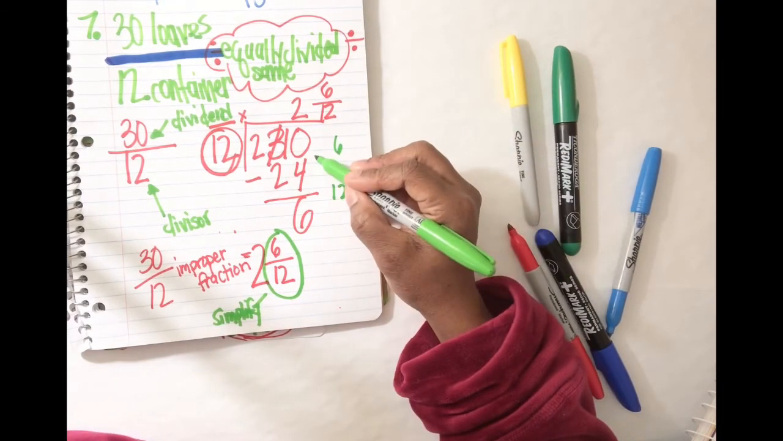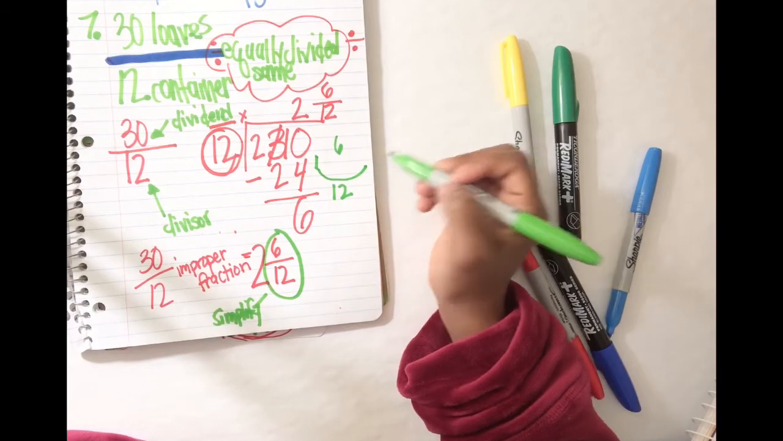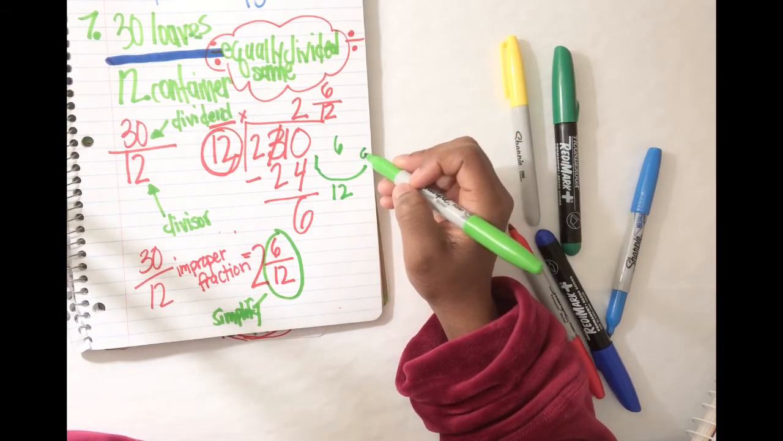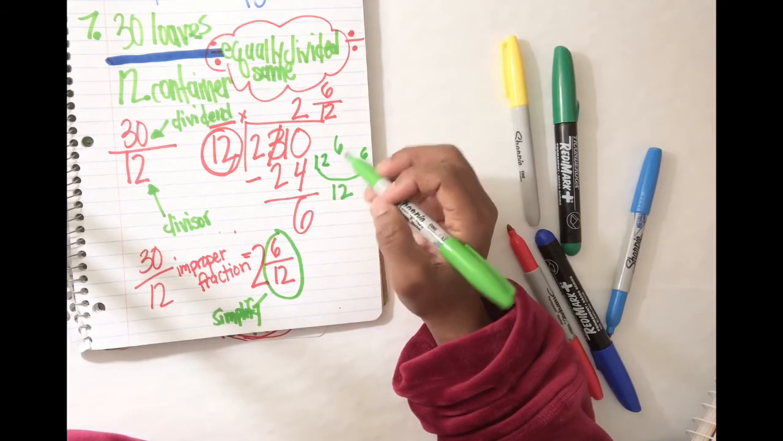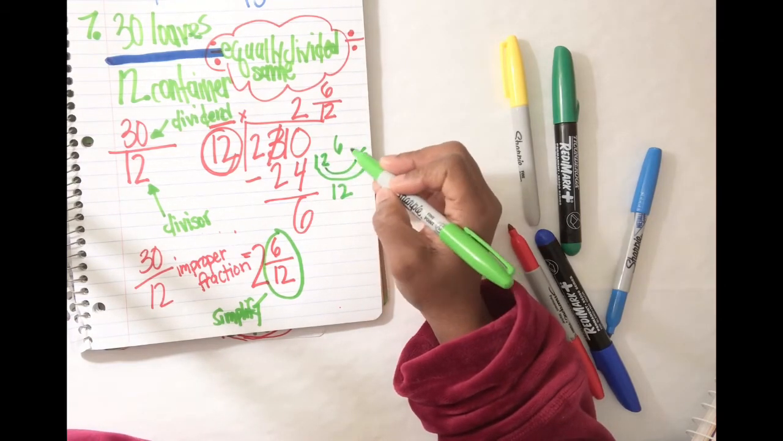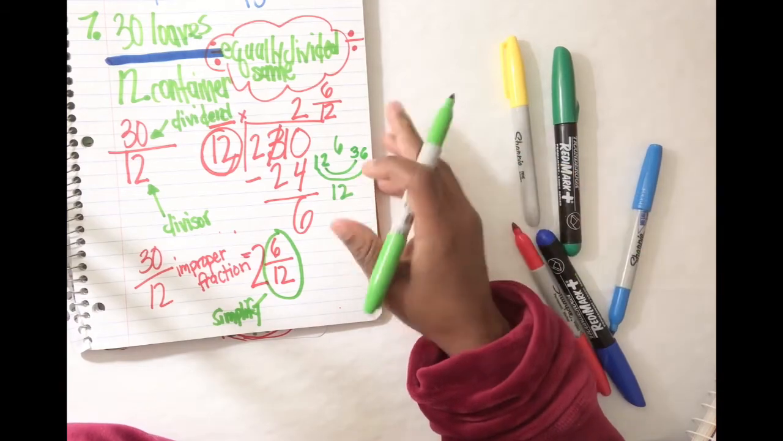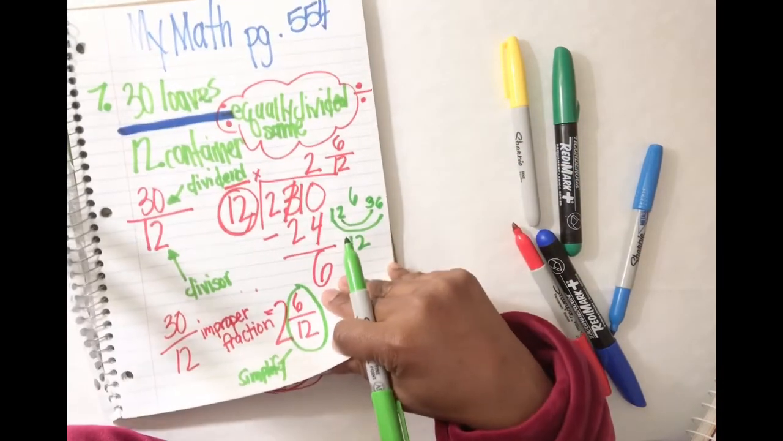So I'm going to do a factor rainbow. What number times 1 gets me to 6? 6. What number times 2 gets me to 6? 3.